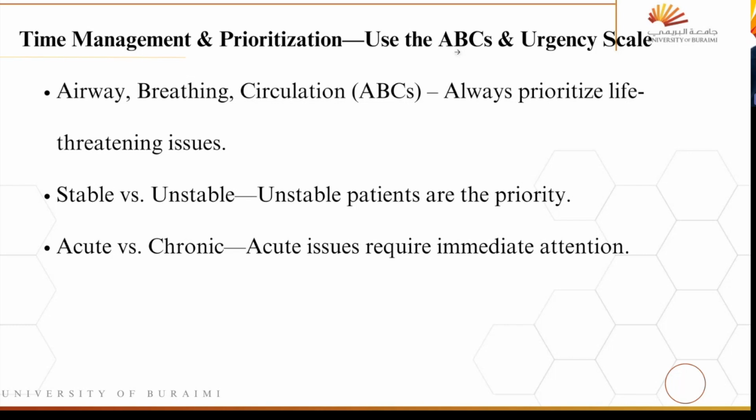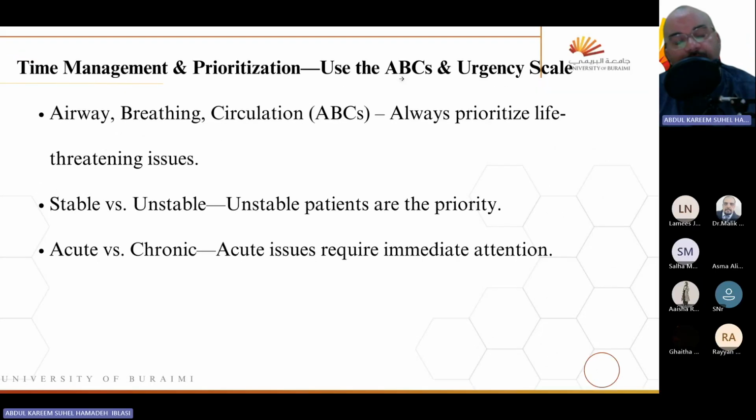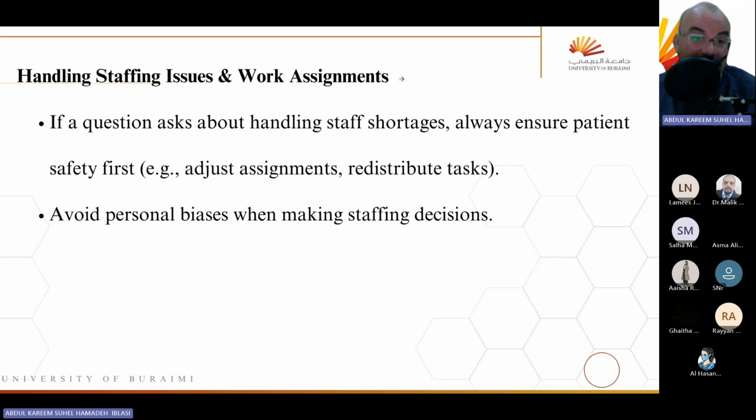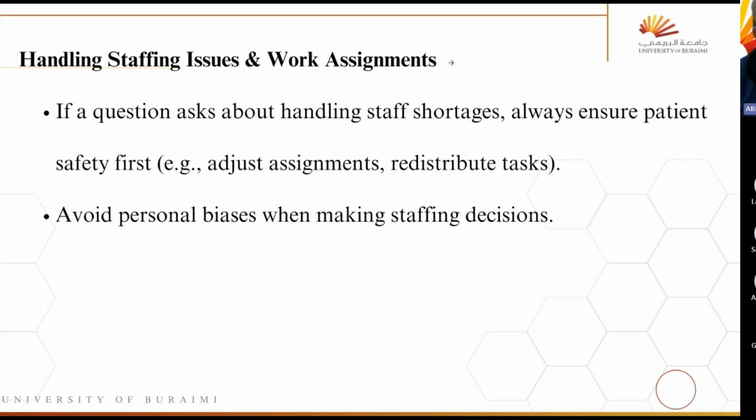The same for acute and chronic cases. Acute issues require immediate attention. So when the question asks you to decide which patient the nurse should care for first: a patient with diabetes for 20 years whose blood sugar is now 120, who comes to the ED with a cough, versus a young patient who comes with a severe cough, then the scenario will lead you to the acute condition needing the higher-priority intervention.